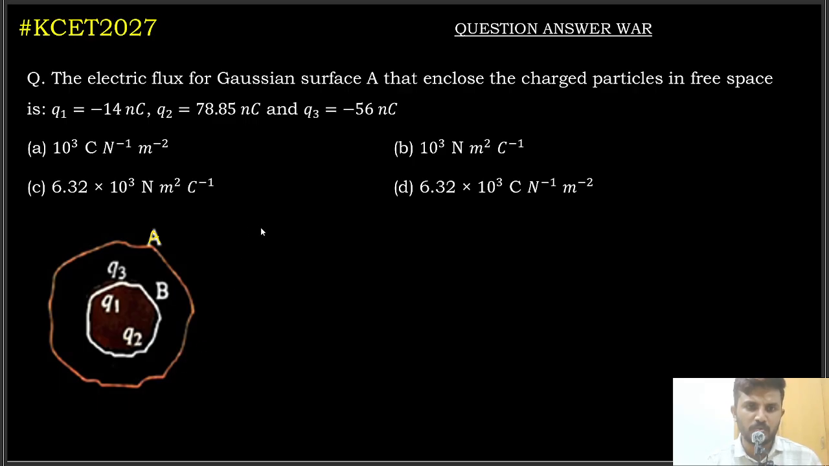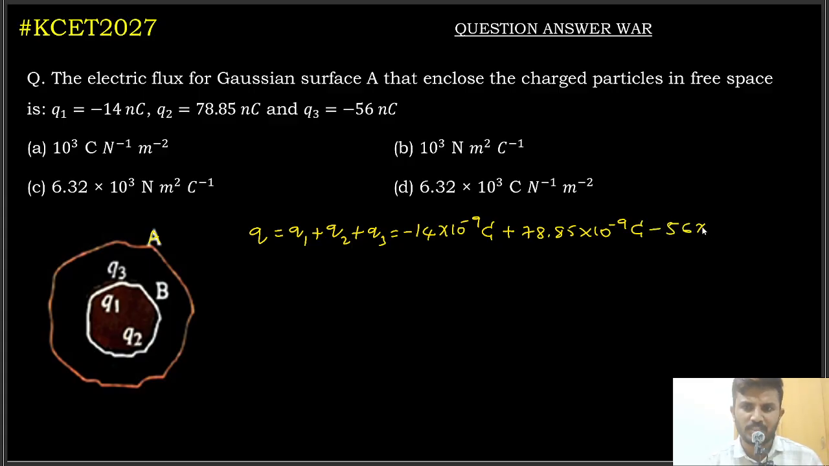So charge enclosed is given by Q1 plus Q2 plus Q3, equal to Q1 is minus 14 nano, meaning 10 to the power minus 9 coulomb, plus Q2 is 78.85 nano, meaning 10 to the power minus 9 coulomb, and Q3 is minus 56 into 10 to the power minus 9 coulomb.